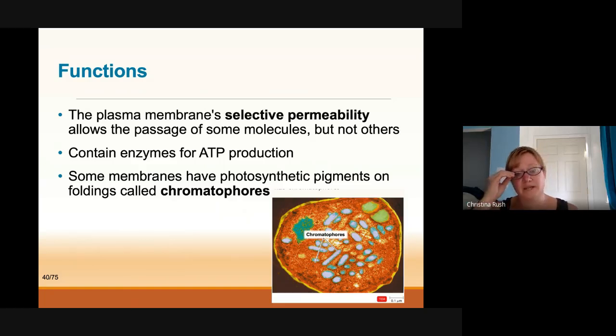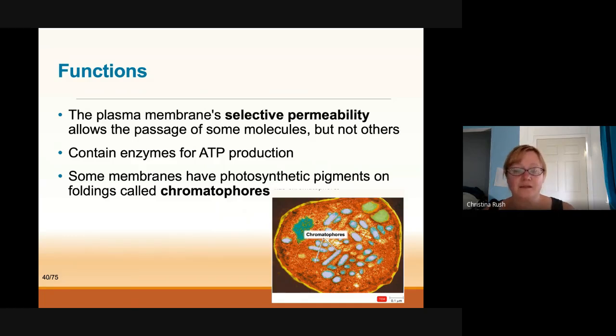The cell membrane contains enzymes for ATP production. Now this is in our prokaryotic cells. The enzymes for ATP production in eukaryotes is going to be in an organelle. I don't know if anybody wants to unmute and shout out that organelle. Nope. Okay. Well, that would be the mitochondria. So we'll be getting to that.